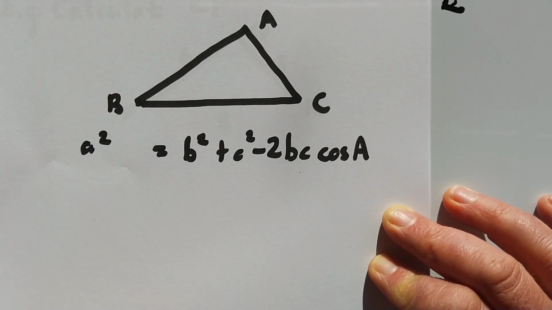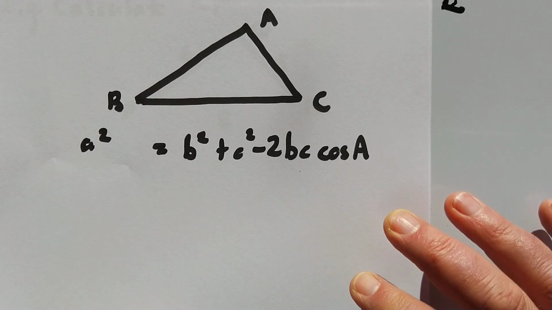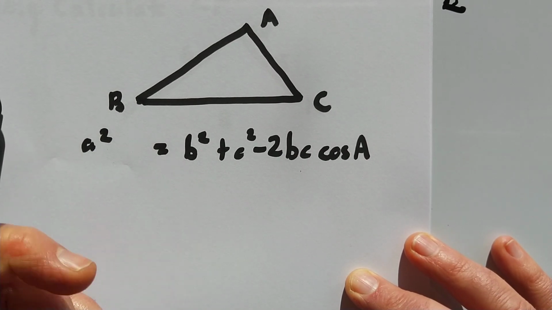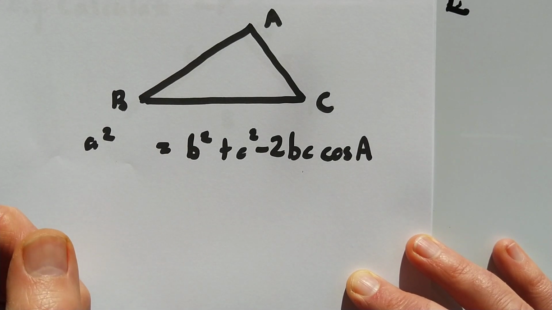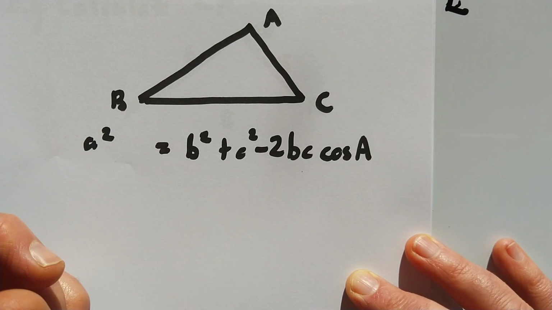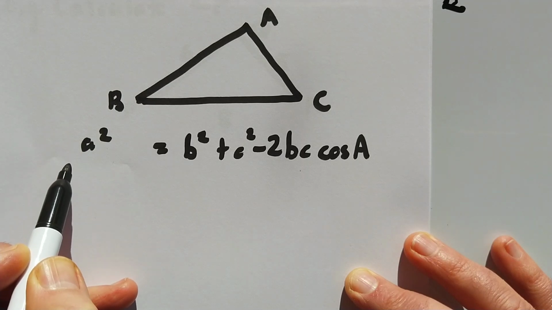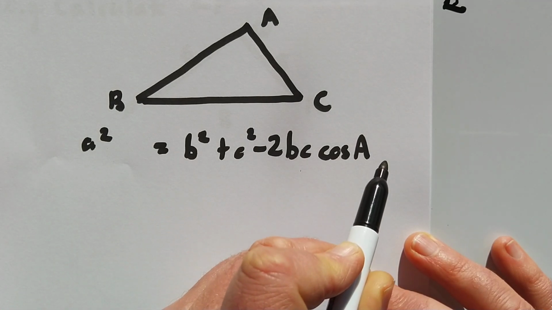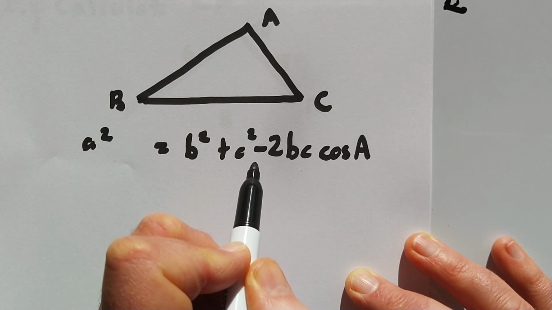Using the cosine rule to find an angle. We already know how to use the cosine rule, as given to us on the formula sheet in the National 5 exam, to work out the side of any triangle. It's simply Pythagoras, a squared equals b squared plus c squared, with an adjustment on the end because the triangle may not be 90 degrees.